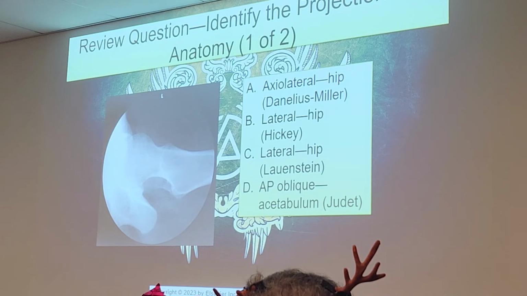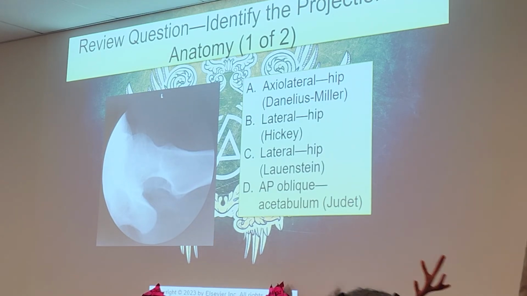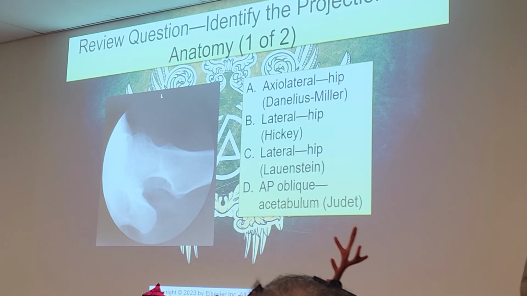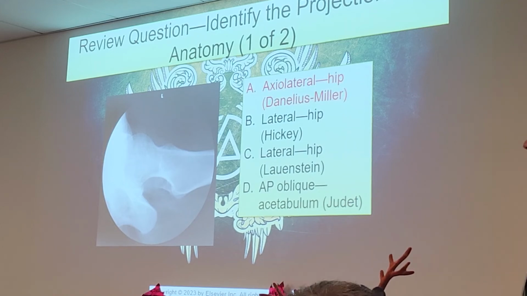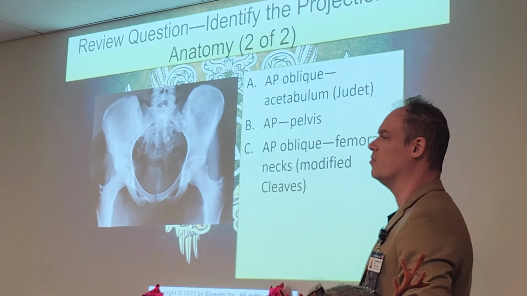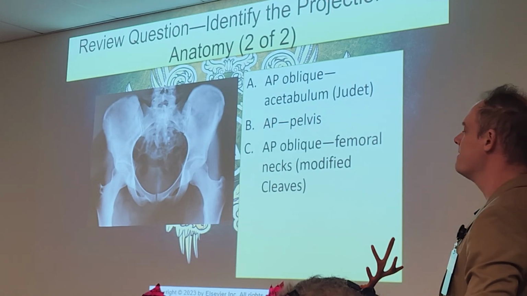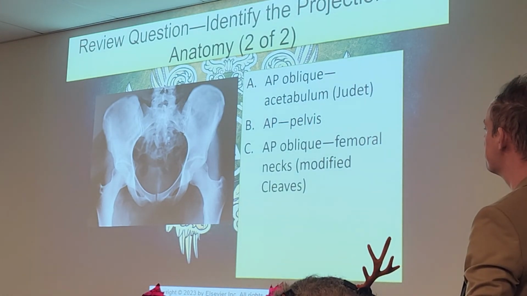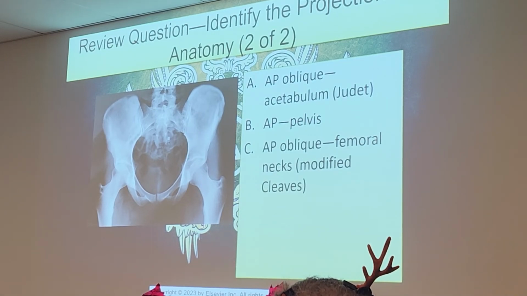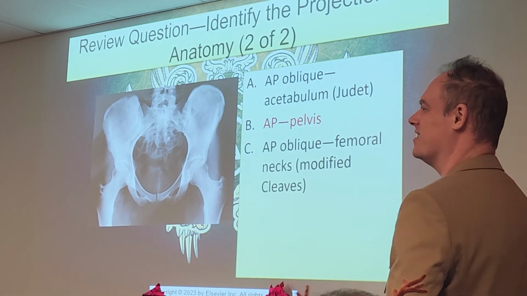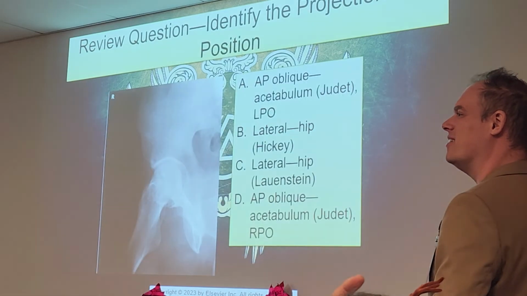Identify the projection in the anatomy. What is that, ladies and gentlemen? A, axiolateral hip, Danelius-Miller. Correct. All right, what is that? It can only be one thing. AP pelvis. It's not a trick question. Is there any obliquity going on there? No. So we know it's not A or C, it has to be B. AP pelvis. Correct.